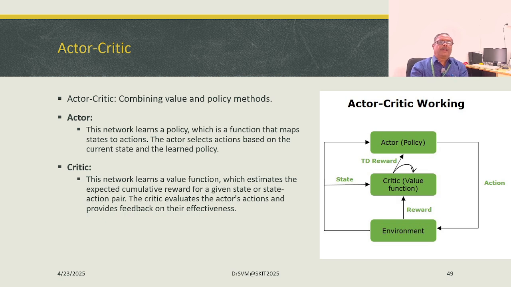And once the action is taken, definitely the environment is going to be disturbed. So it changes. Then there is another network which is called critic, and this network learns a value function. Now, what is value function? It estimates the expected cumulative reward for a given state or state-action pair.